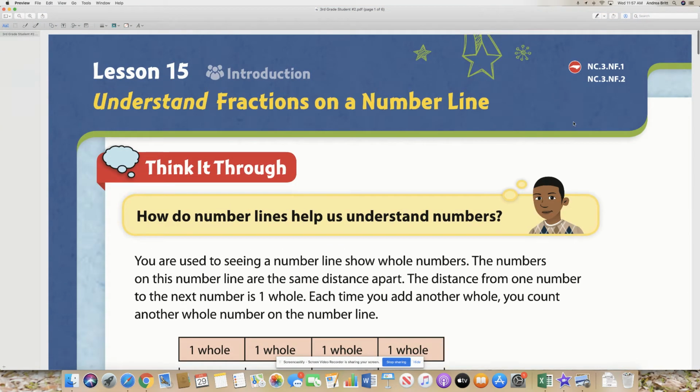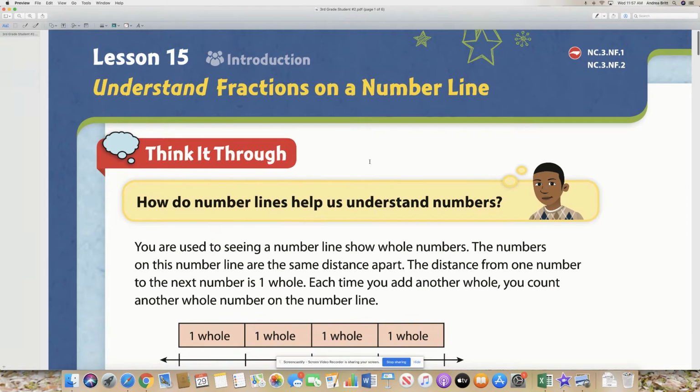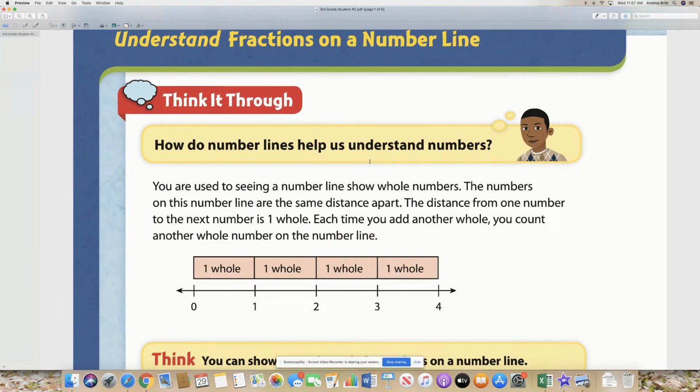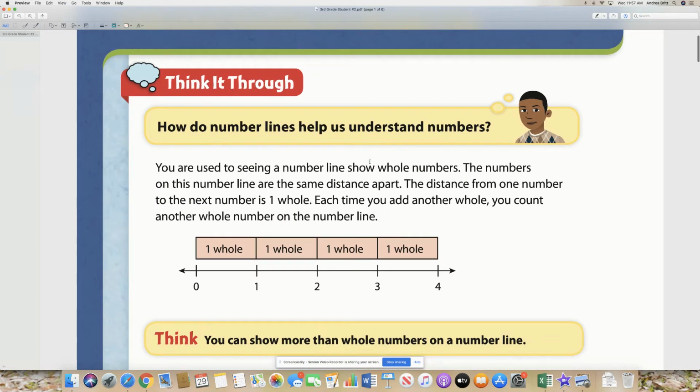I'm going to go over the understanding fractions on a number line document with you today. And this kind of piggybacks on what we did yesterday. So I just wanted to use something that was more of a worksheet thing to talk to you about it. So how do number lines help us understand numbers?